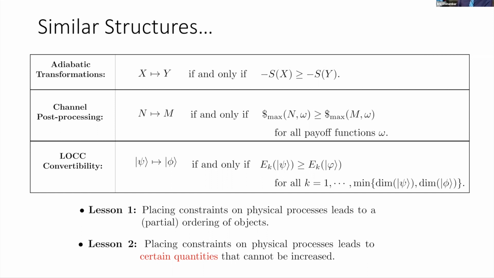And second is that these constraints lead to certain quantities that cannot be increased, right? And what I mean by cannot be increased is under these constrained operations, you're not able to decrease the entropy, right? Or you're not able to increase the average payoff, or you're not able to increase the Ky Fan norm. So these are then quantities or measures of some property of your state that you're not able to increase under the restricted operations. And this is exactly the heart of a resource theory, this type of structure. Yeah, so we'll identify these quantities as being a resource quantifier.